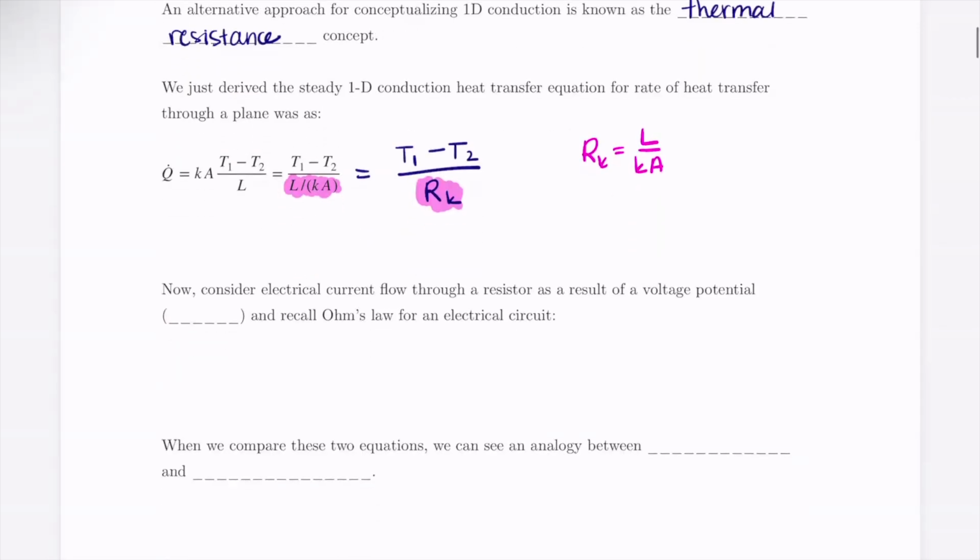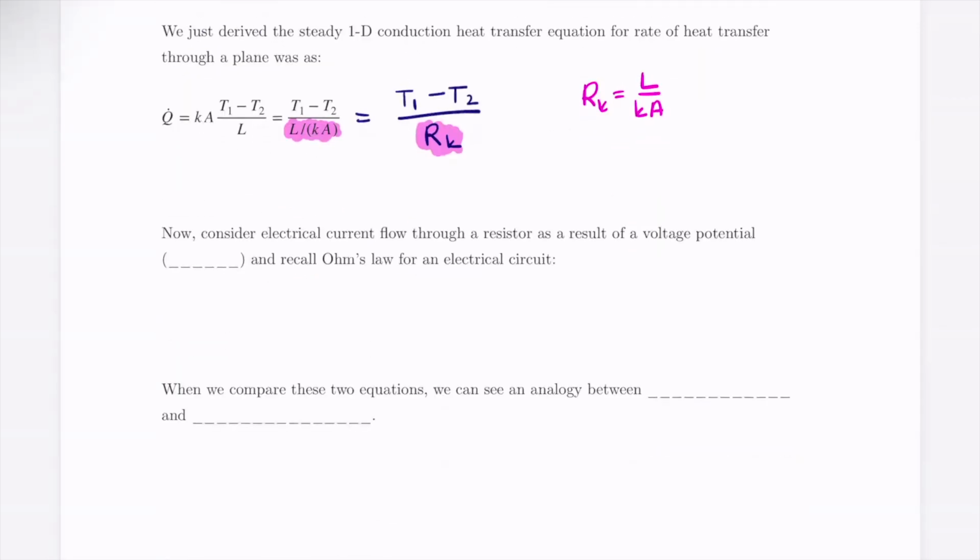Okay, so what we're going to do is consider an electrical current flow through a resistor as a result of a voltage potential. We're going to call this voltage potential V1 minus V2. And then we're going to recall Ohm's law for an electrical circuit, which is the following. So we have I is equal to (V1 minus V2) over R. And I'll call this Re because this is electrical resistance.